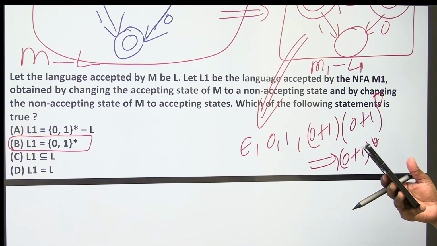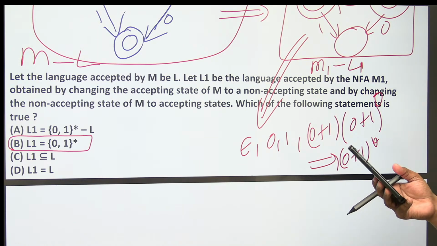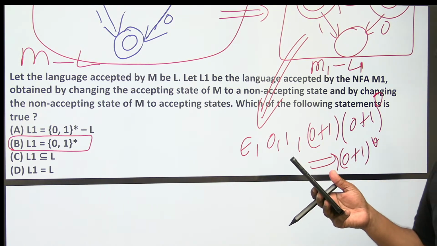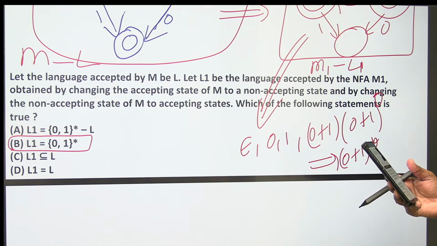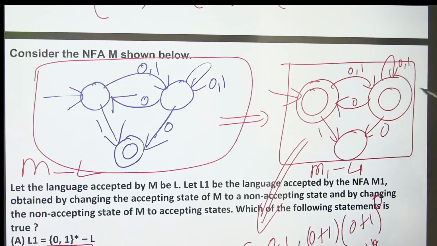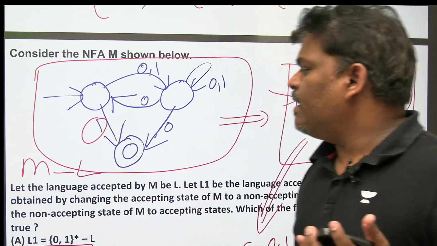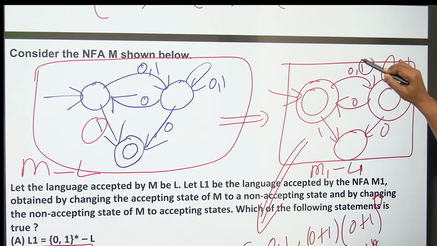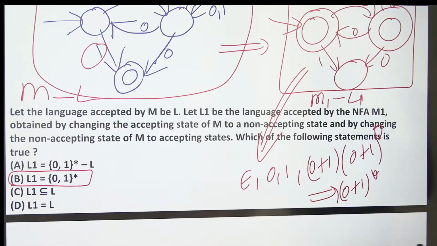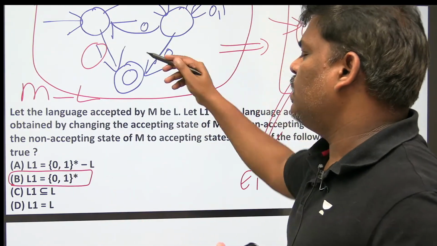Someone is saying that L1 is equal to (0+1)* minus L. No. L1 is everything. Satyam, right? L1 is everything. If you want, I will say one thing. See this one. L is accepting 1. L1 is also accepting 1. So both are accepting 1. Then how can you say L1 is (0+1)* minus L? There are some common things also there.